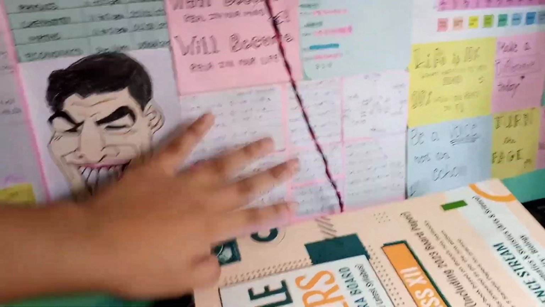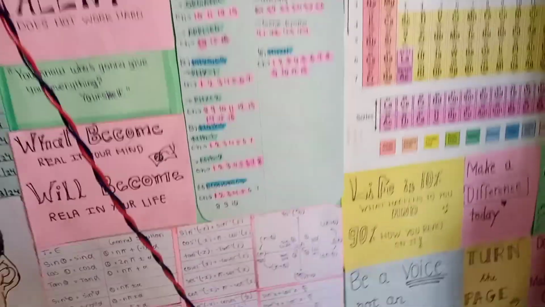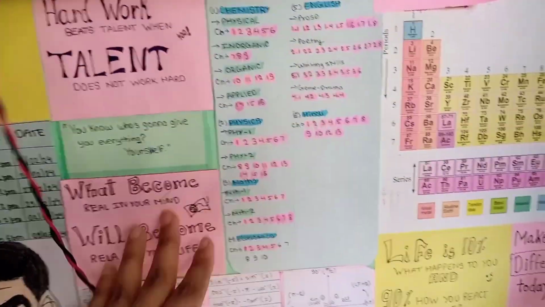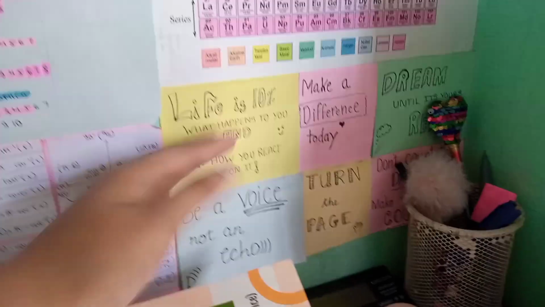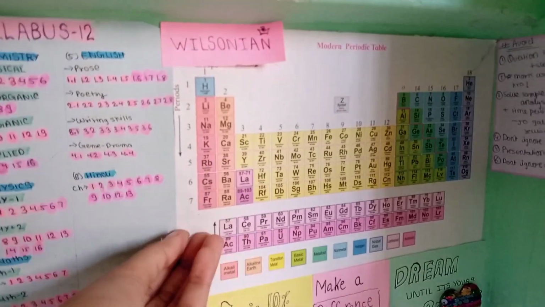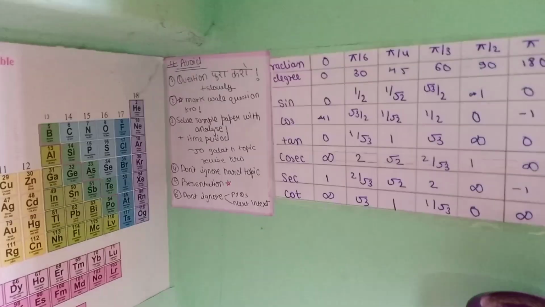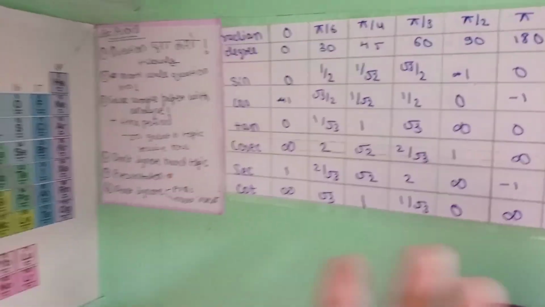Down here's the trigonometry formula sheet for me to revise daily, and this is my syllabus which is almost completed. Most of the things here are done. This is again some motivation for aestheticness, right? And then this is a periodic table which is also one of the important things. Here I have some of the strategies, trigonometry table, very basic.